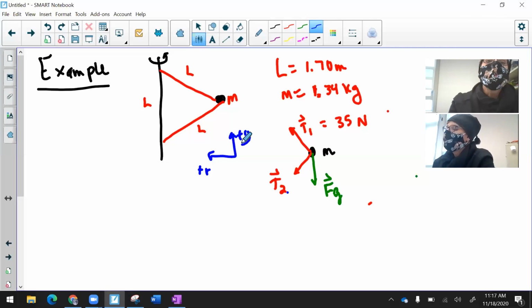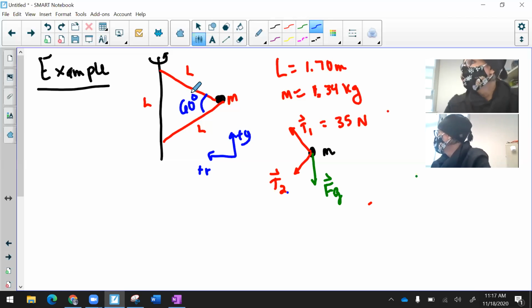Okay. So what's this angle up here between the top rope and the bottom rope? 60, right? We just said this is a what? An equilateral triangle. Okay.